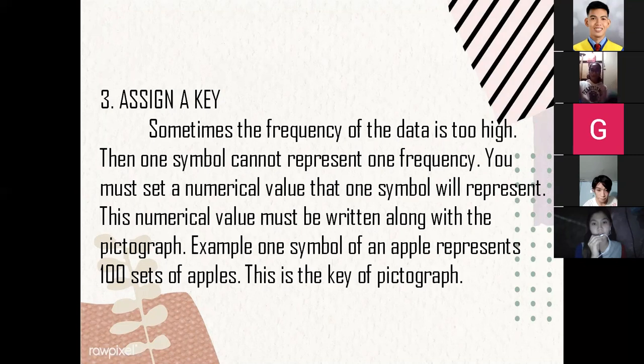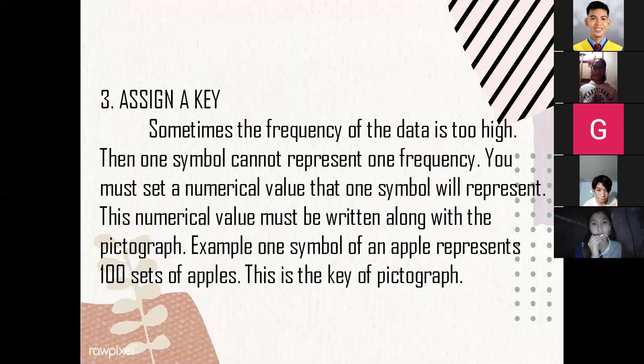So the third step is assign a key. Sometimes the frequency of the data is too high, so one symbol cannot represent one frequency. You must set a numerical value that one symbol represents. These numerical values must be written along with the numerical data of the pictograph. So let's just say, for example, an apple represents 100 sets of apples. So that is the key of the pictograph.